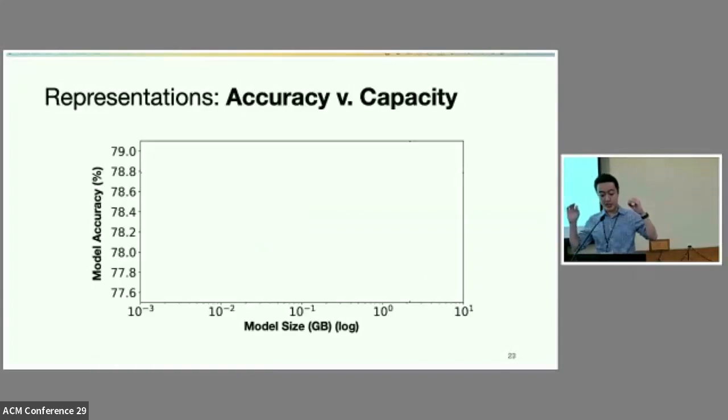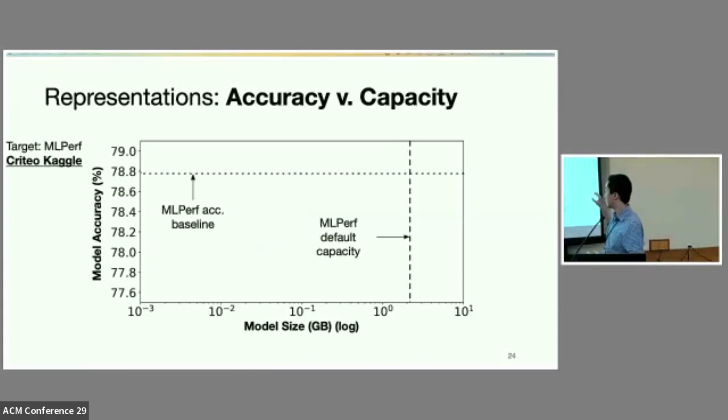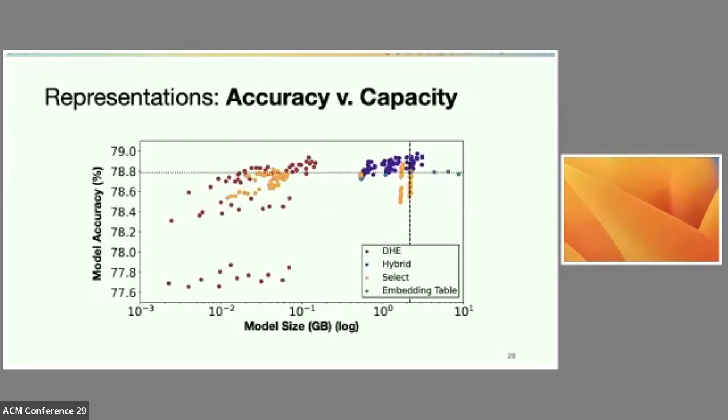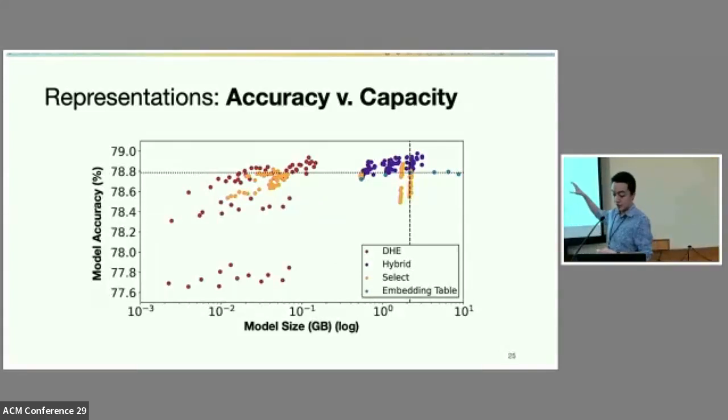So first, we want to see how the representations stack up in terms of model size and accuracy. So our baseline is a Criteo-Kaggle use case, which is a medium-sized recommendation benchmark. And when we consider different configurations of the representations we just saw earlier, we see a new design space. So in here, each red point is a variant of deep hash embedding with slightly different MLPs and hash functions. Purple points are for hybrid. Yellow points represent when only some tables are replaced with deep hash embedding. And blue points are our baseline, which are the default embedding tables.